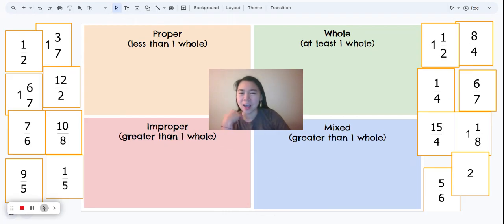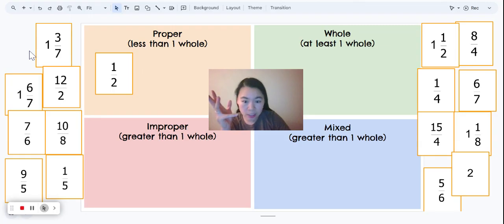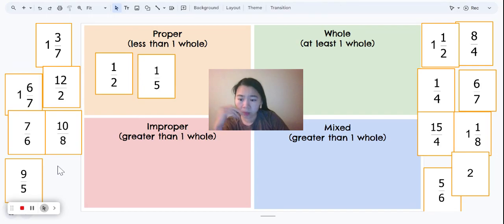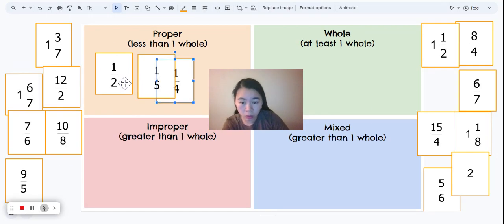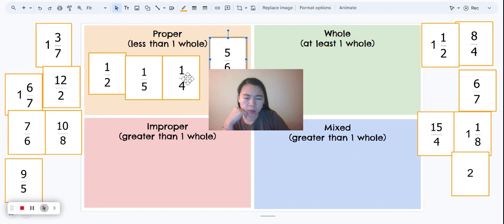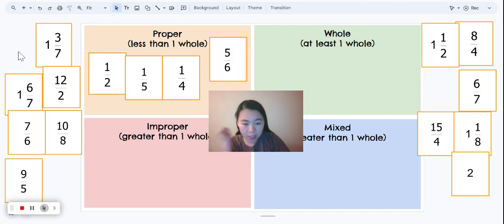All right, so proper fractions, remember, numerator is smaller than the denominator. So let's find all of those. A half. Okay, if you have half a pizza, that's less than 1. A fifth. What else? A fourth, that's a quarter. And 5/6. Okay. These are all numbers where the top is smaller than the bottom, and they all represent numbers that are not quite 1 whole. It's all less than 1.